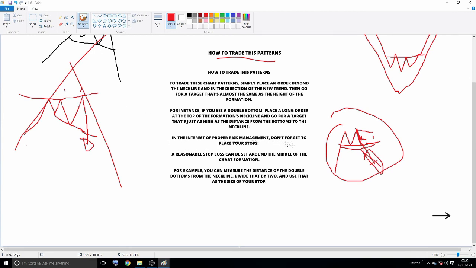In the interest of proper risk management, don't forget your stop loss. Stop loss can be set around the middle of the chart. My stop loss is usually 20 pips or 30 pips, so you can also look for that. Maybe use 20 pips or 30 pips as a stop loss. For example, you can measure the distance of the top of the double bottom from the neckline, divide by 2 and use that as a stop loss. So if this was the distance, this is the neckline, this is the top, you divide by 2 and this can be your stop loss.